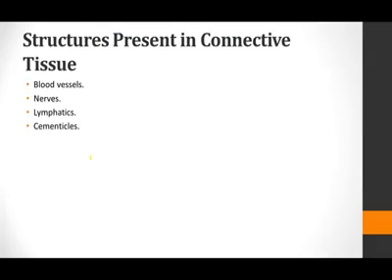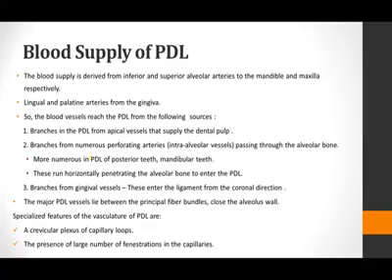Other than the cells and fibers embedded within the ground substance of the periodontal ligament, we have certain other structures that are present in the connective tissue of the periodontal ligament, and they are the blood vessels, the nerves, the lymphatic supply of the periodontal ligament, and the cementicles. And now we are going to individually talk about these vessels, nerves, lymph vessels, and the cementicles.